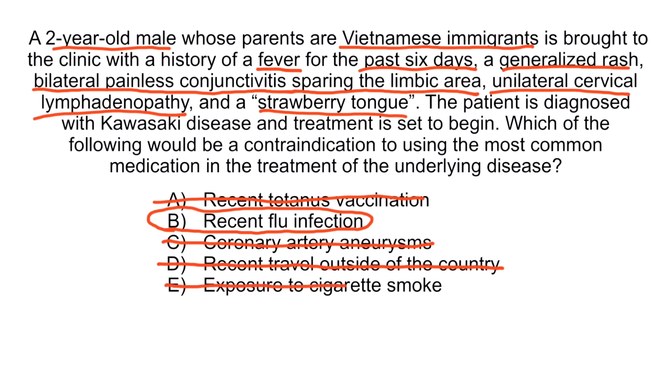Answer choice E is incorrect because exposure to cigarette smoke is a risk factor for thromboangiitis obliterans, but it does not affect the efficacy of aspirin or IVIG in this patient. And that concludes our video on medium vessel vasculitis.